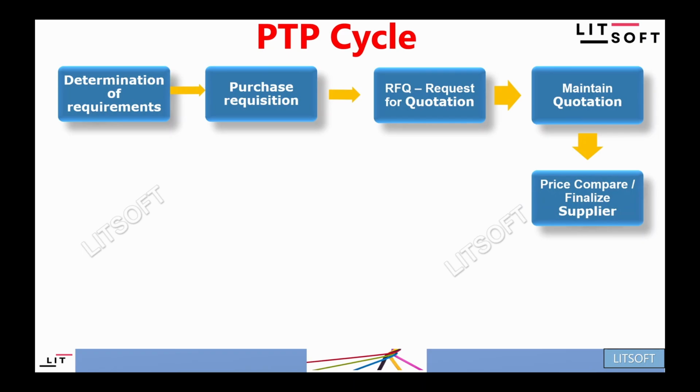In those quotations, I compare the price or different parameters you want to maintain, and we will go by that: the delivery time, terms of payment, quality, postal service, reviews, whatever the parameters. Then I'm going to do the price comparison against those quotations. Once I see the price comparison, the system will give you the best price and best parameters. Then I will finalize the supplier.